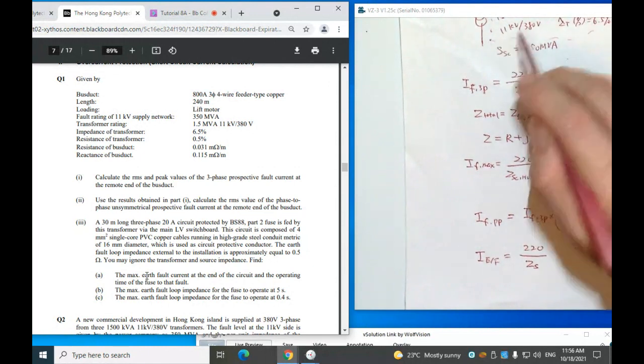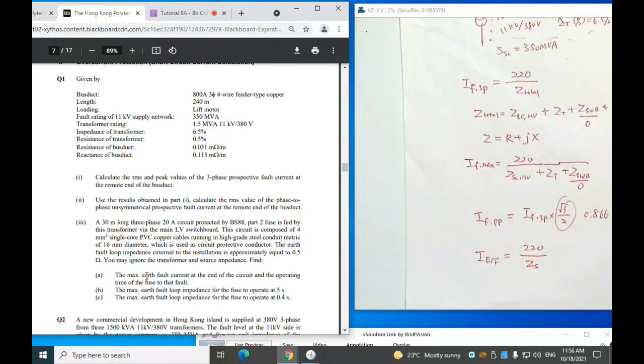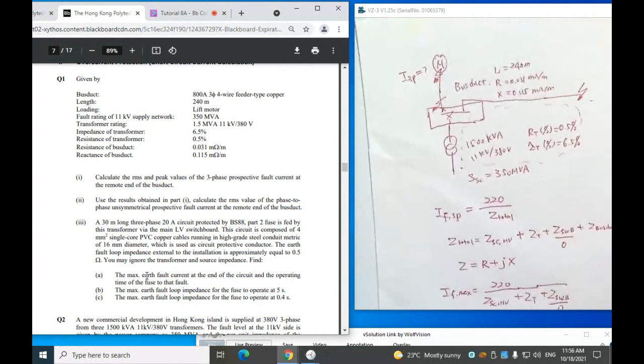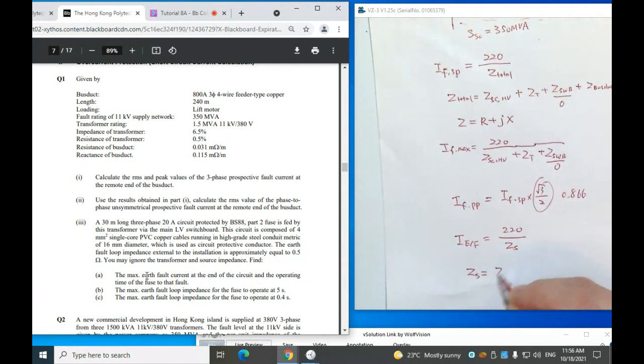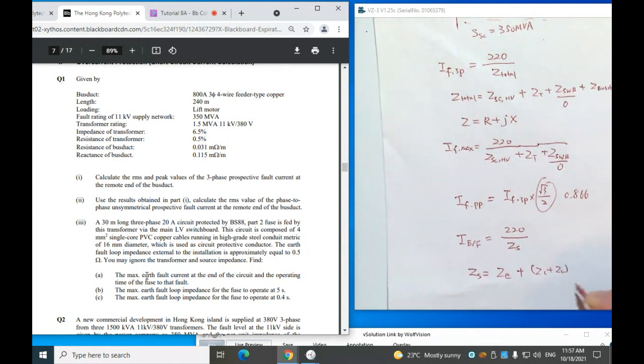Then through the earth. This is the earth fault loop impedance. The earth fault loop impedance includes the earth fault loop impedance external to this cable. We call it the electrical installation, which is given in the question as 0.5 ohm, plus Z1, Z2 for the outgoing circuit.